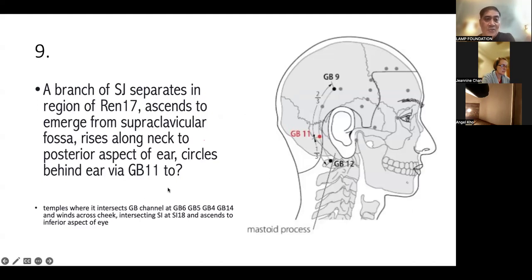A branch of Sanjiao separates in the region of REN 17, ascends to emerge from the supraclavicular fossa, rises along the neck to the posterior aspect of the ear. Then it circles behind the ear via GB11. You can see it from the illustration. You can take a snapshot if you want. Or put it all together.